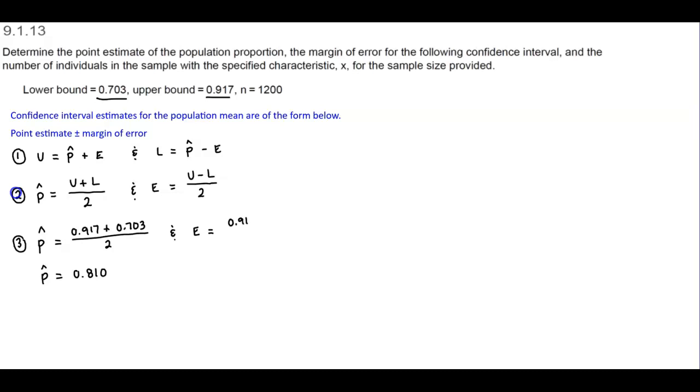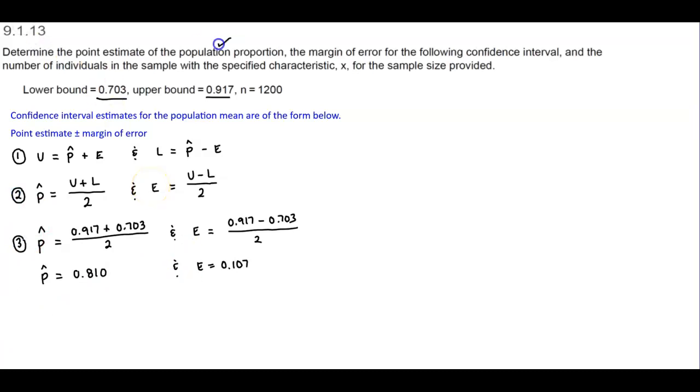And then when we want to find the margin of error, it's going to equal the upper bound, which is 0.917, minus the lower bound, which is 0.703, and then we divide that by 2. Therefore the margin of error is going to equal 0.107.